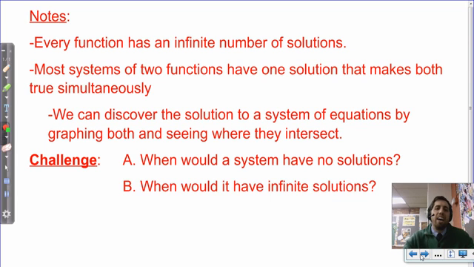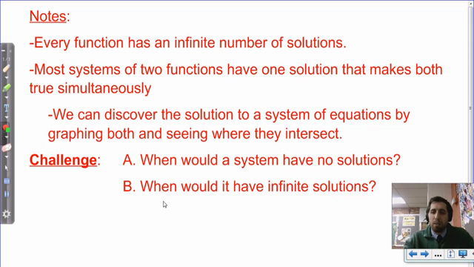But first, some notes. Every function has an infinite number of solutions. We already know that. Most systems of two functions have one solution that makes both true simultaneously. So we can think of that as if we're drawing two lines. Yes, that line includes all the pairs of xy values that make that one line true. But most lines on the coordinate plane are going to cross once. That point where they cross is the only time that the same xy pair makes both true. So they have one solution that makes both true simultaneously, an xy pair. We can discover that solution to a system of equations by graphing both and seeing where they intersect.